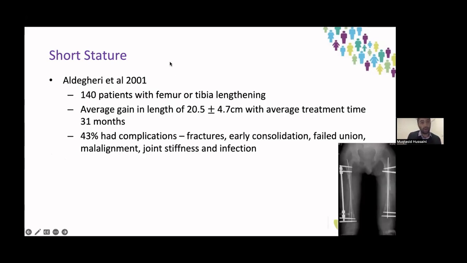So a study by Aldegheri et al. in 2001 of 140 patients, of which 80 had achondroplasia, who had femoral tibial lengthening, found an average gain in length of 20.5 centimetres with a standard deviation of 4.7 centimetres, with the average treatment time of 31 months. Important to note that 43% had complications, which included fractures, early consolidation, malalignment, joint stiffness, and infection.